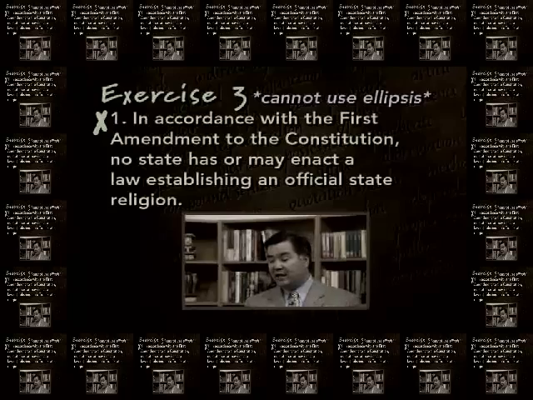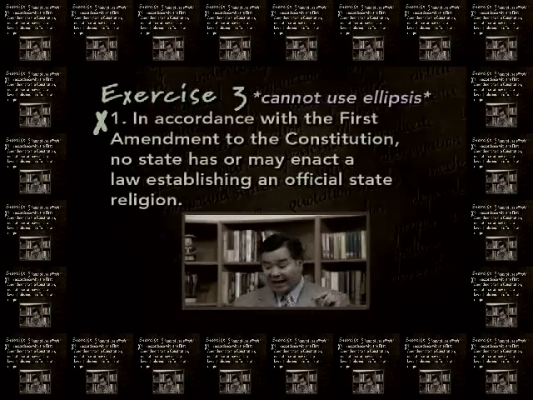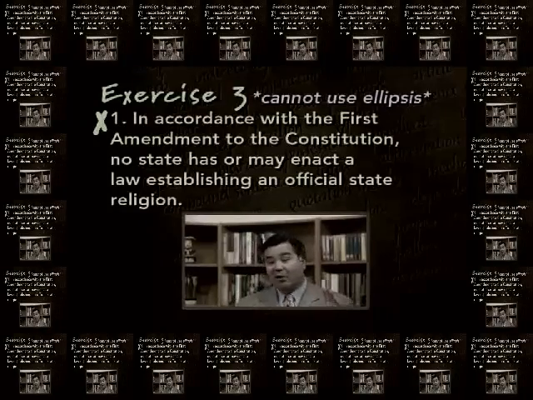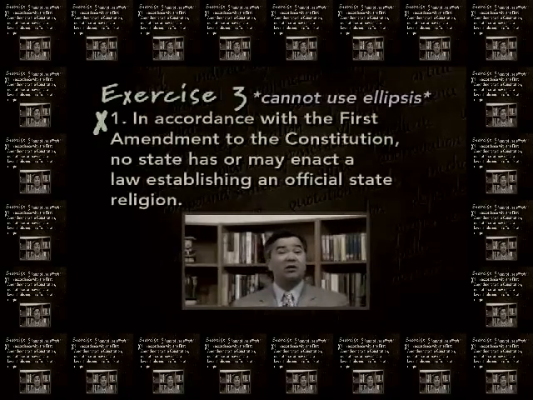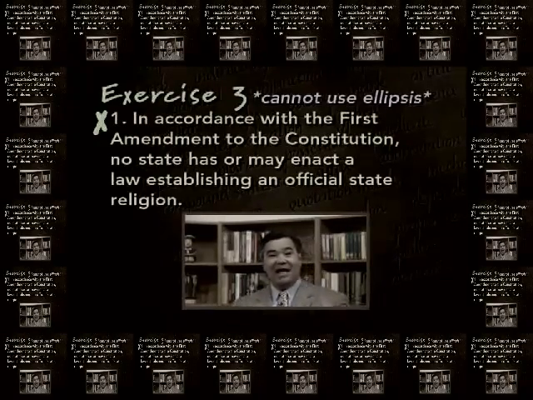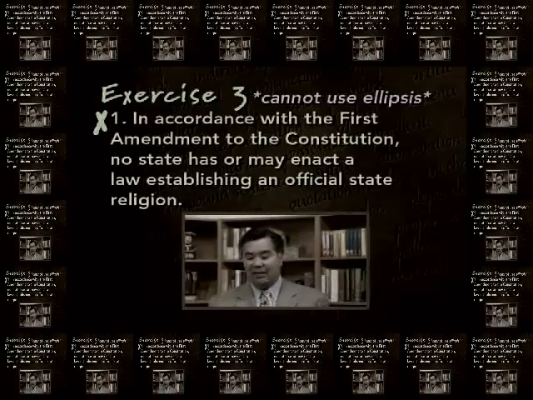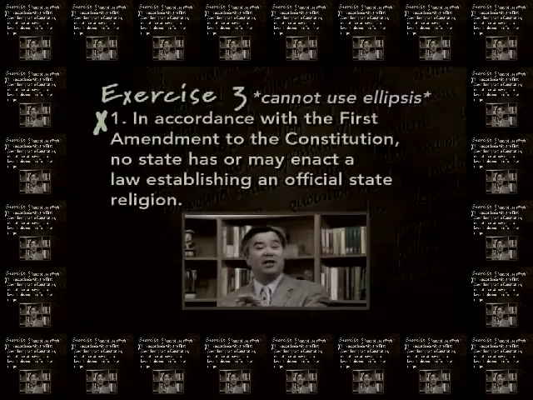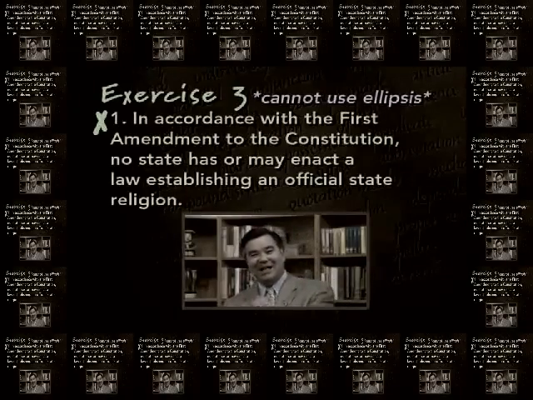One is that no state has enacted a law establishing an official state religion, and second, no state may enact such a law. Okay, but rather than repeat the verb "enact," the author is trying to use ellipsis to eliminate the first "enact," and so he has written, "No state has or may enact a law establishing an official state religion." But remember the test. You need to be able to insert the exact same word that you've omitted from elsewhere in the sentence, plug it in, and have the sentence make sense.